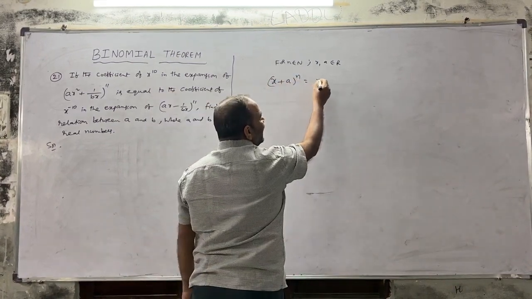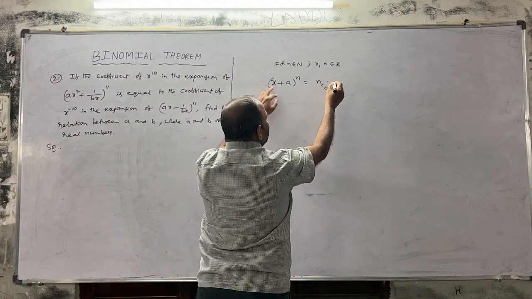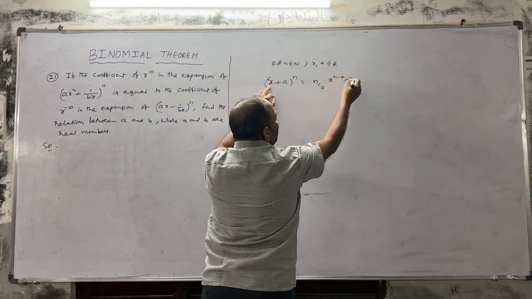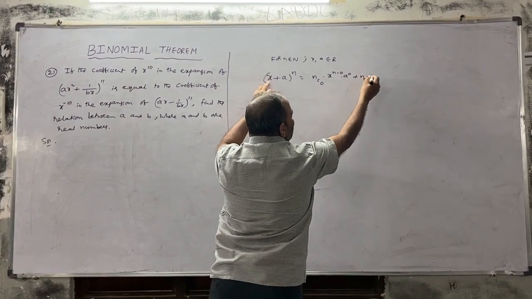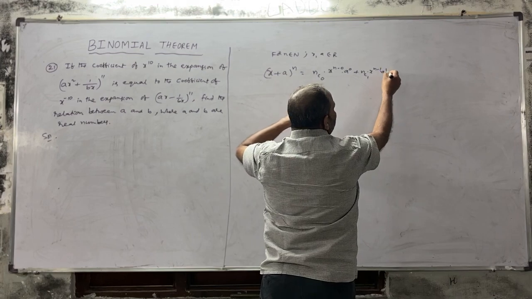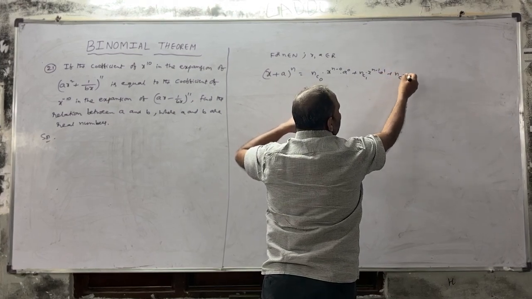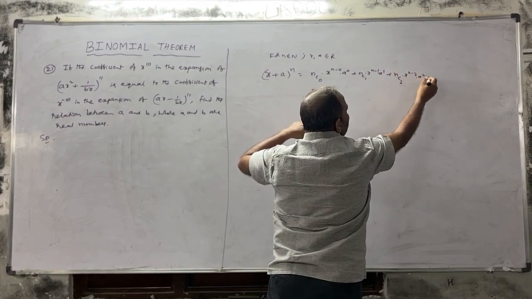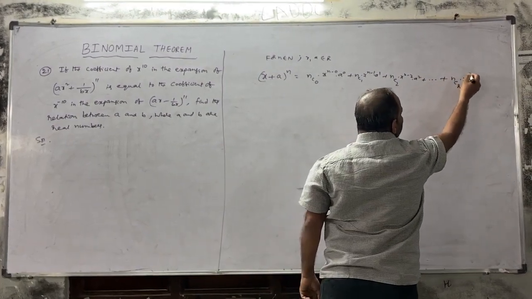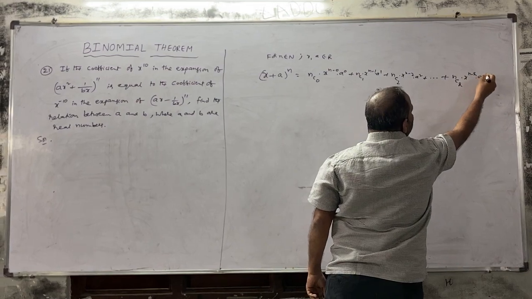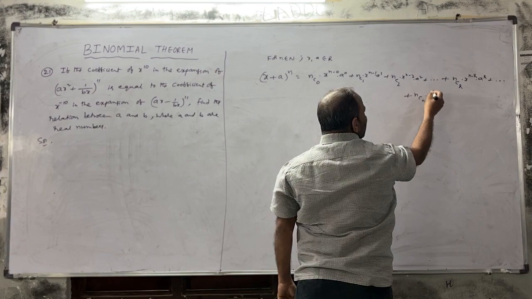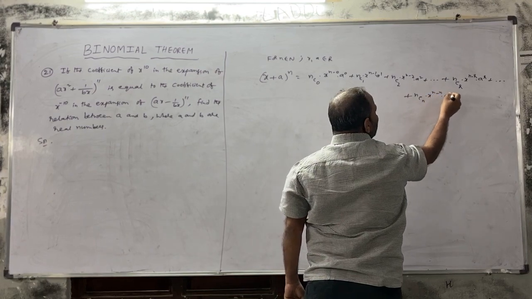(x + a)^n is equal to nC0 (here first term x), x^(n-0) a^0, nC1 x^(n-1) a^1, nC2 x^(n-2) a^2, and here nCr x^(n-r) a^r, and so on. Last, nCn x^(n-n) a^n.